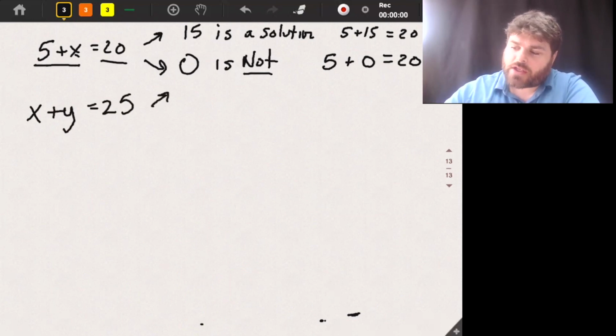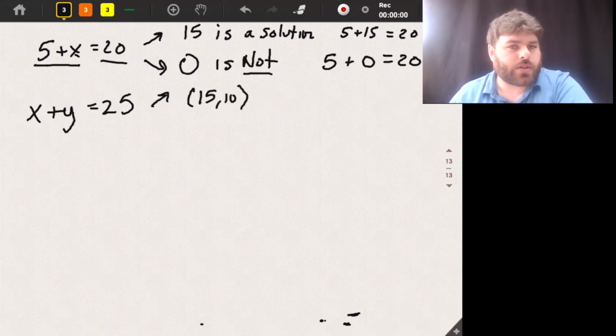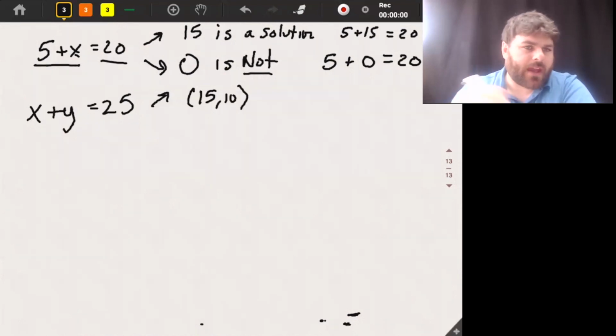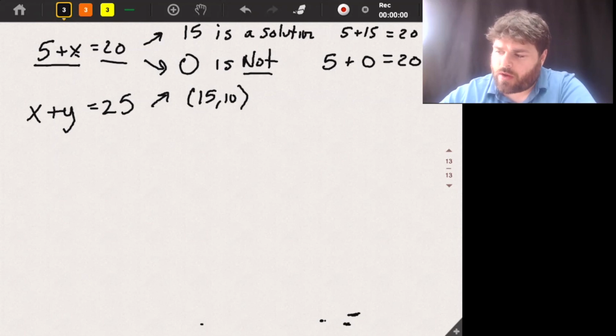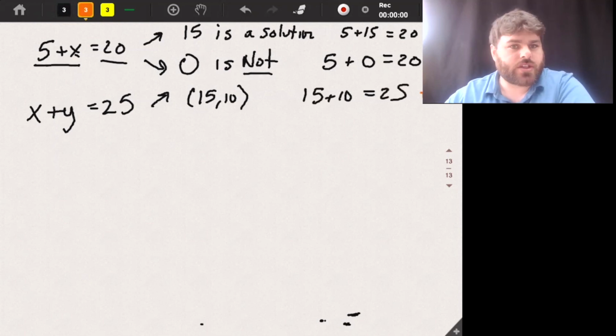So let's look at one that's a solution. Remember, we're going to need two numbers in our solution because there are two variables, and we'll put them as a coordinate pair. So let's say 15 and 10. Would that be a solution? Yeah, plug it back in. 15 for x and 10 for y. 15 plus 10 is 25, and 25 equals 25. That is true. So that is a solution.